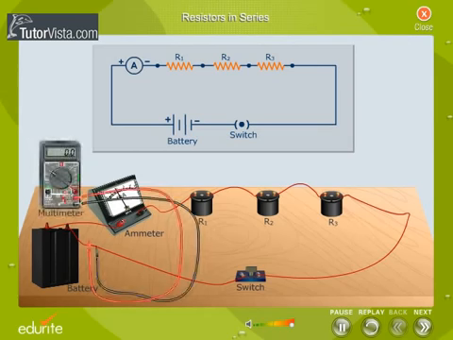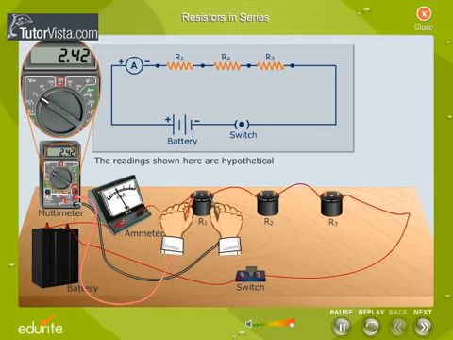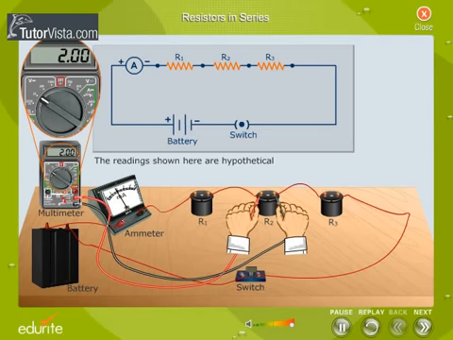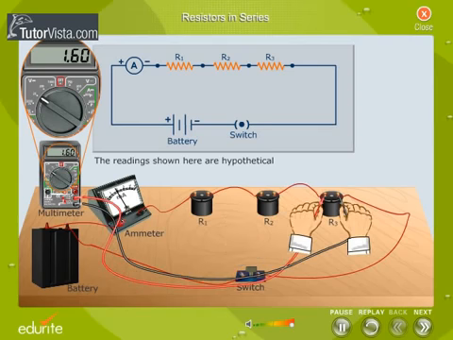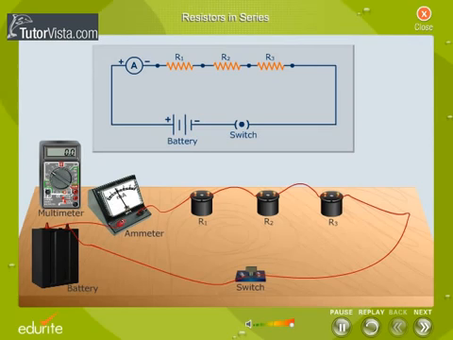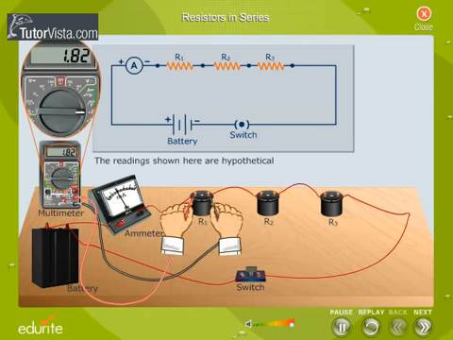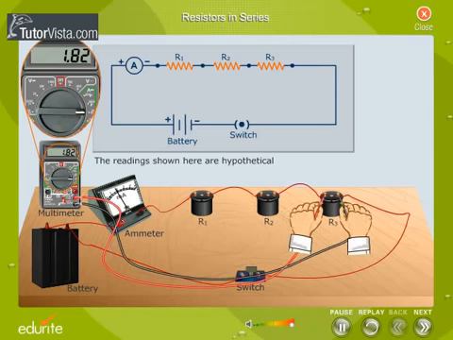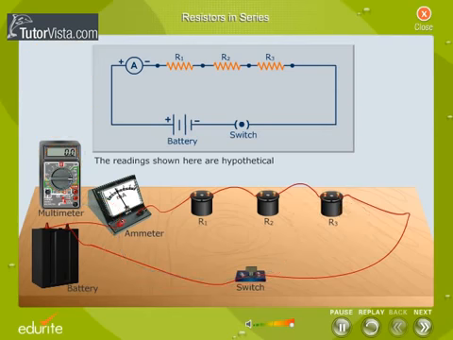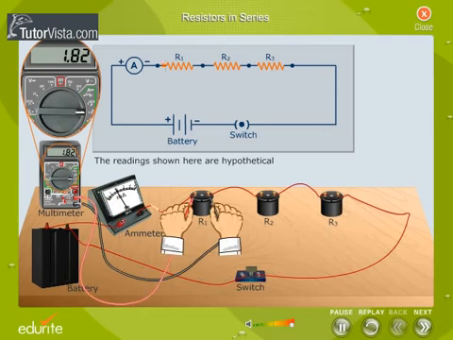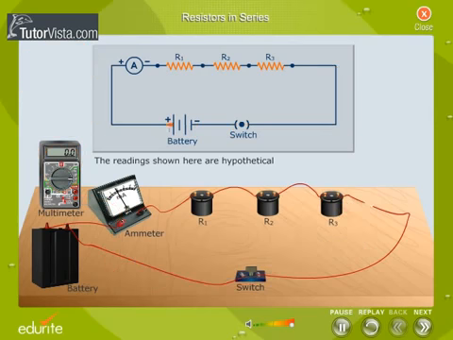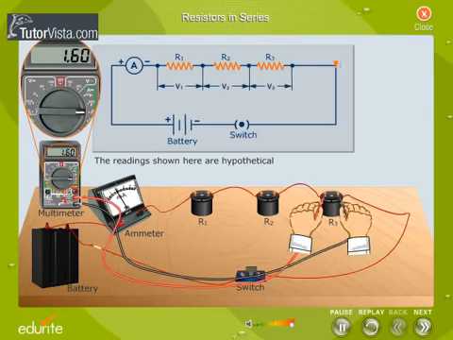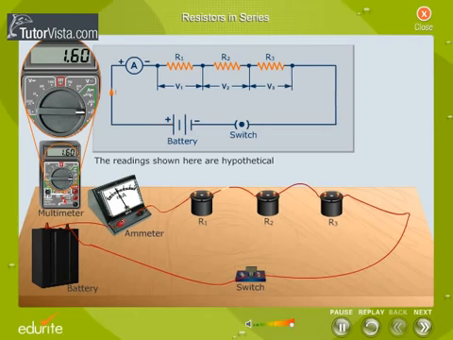Observe the multimeter reading when it is used to measure potential difference across R1, R2 and R3. Now observe the multimeter reading when it is used as an ammeter. What do you observe? The current flowing through R1, R2 and R3 is the same, and the potential drop V1, V2 and V3 across R1, R2 and R3 is different.